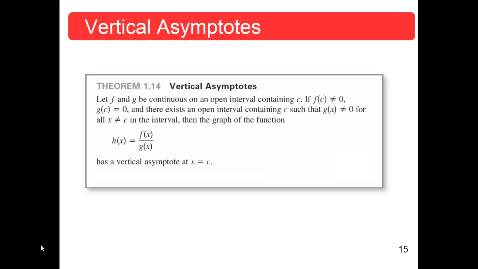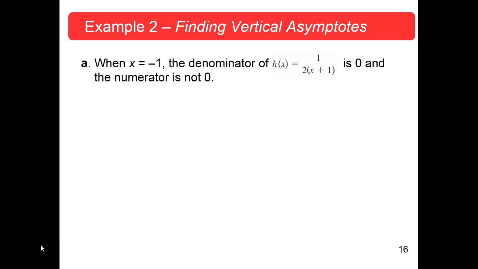Okay. Good deal. Then this has a vertical asymptote at c. Why? Because this is undefined. Not indeterminate, undefined at c. Okay? And that's the only place where g has a 0. So therefore, this is a vertical asymptote. Okay. That's in words. Let's check it out in practice.